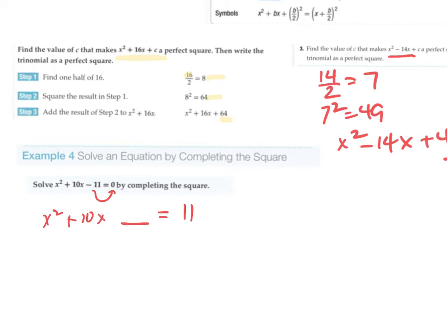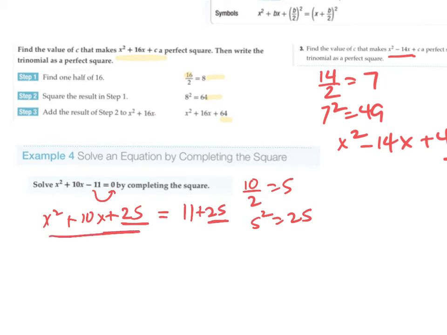So to complete the square, I'm going to take half of the b, which is 5. I'm going to square it, which is 25, and that's the number I'm going to put in the spot, so it's a plus 25. Now, if I add 25 on the left-hand side, I have to do the same thing on the right-hand side. So whatever I write on the left, I have to write on the right.